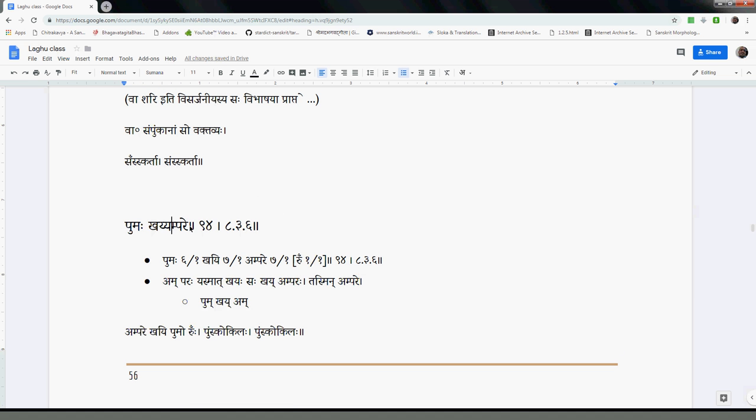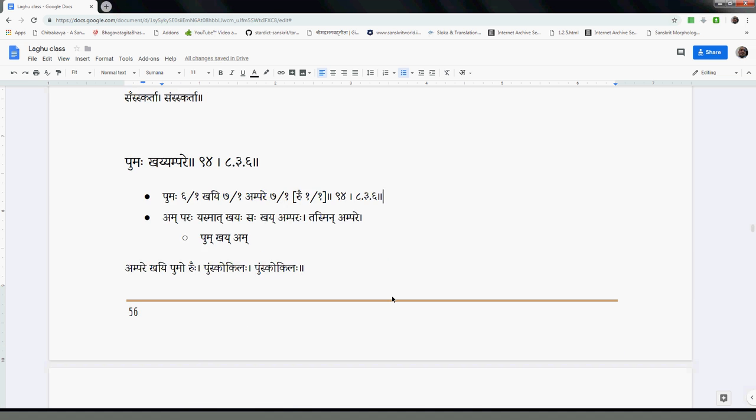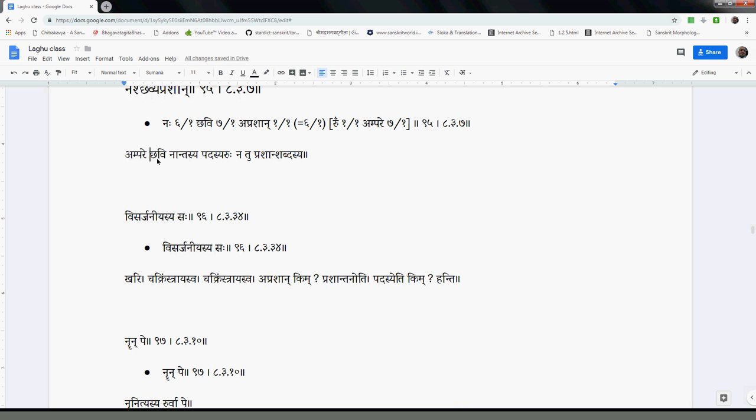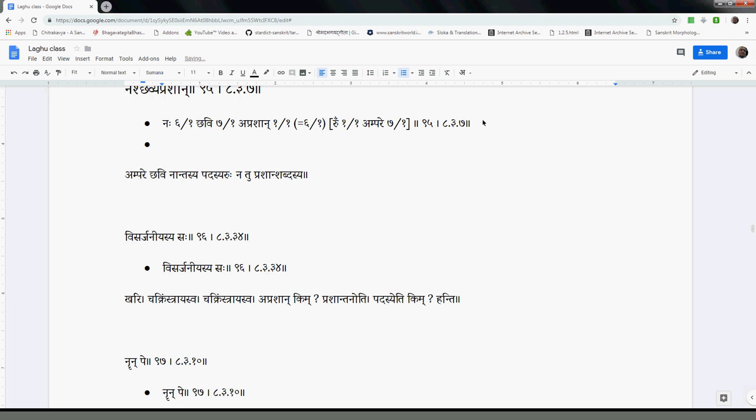836 here. In this sutra, the word ampare continues further as anuvritti into the next sutra. So ampare chavi kim bhavati, when a chav which is followed by that kind of situation exists, then this nanta pada, this situation is here. Nanta pada is followed by what?